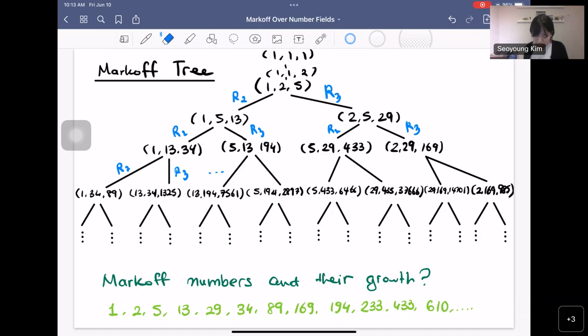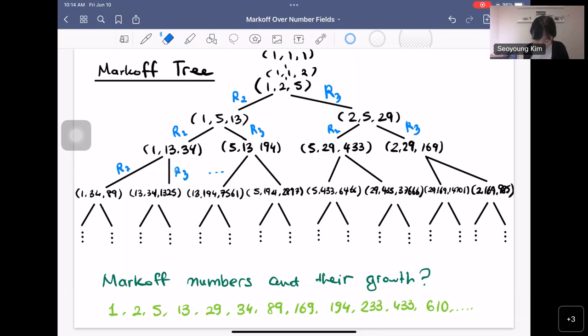In some sense, these Markov numbers and the Markov tree are pretty simple objects to study. But there are also quite a lot of open conjectures and, at the same time, very interesting deep results about them. One of the starting points might be to ask how we can describe the growth of Markov numbers, which is namely starting from 1, 2, and 5, 13, 29 and so on. But as you can tell, they grow quite fast.